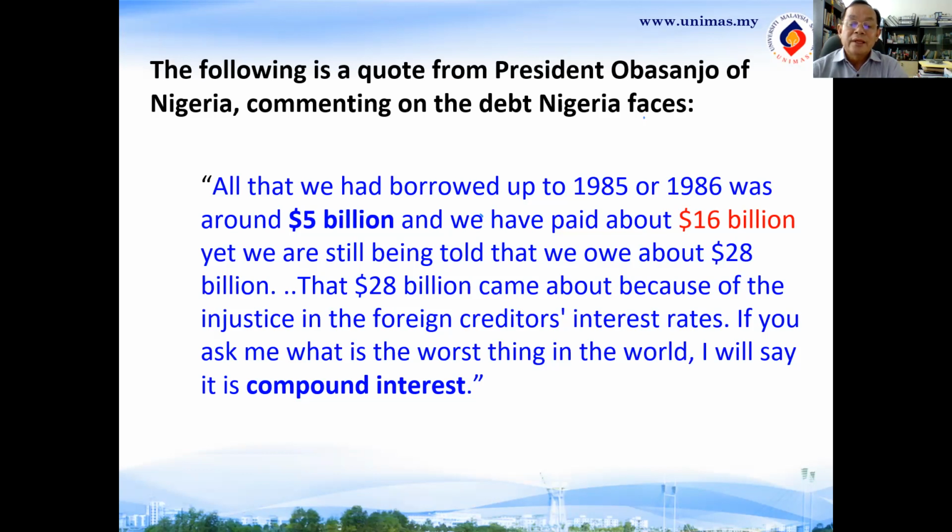So jadi 5 billion, tetapi ujung-ujungnya telah membayar 16 billion, and then they were told also there's still remaining about 28 billion. That 28 billion came about because of the injustice in the foreign creditors' interest rate. It is disebabkan oleh interest rate yang tinggi. So if you ask me what is the worst thing in the world, he said, I will say it is the compound interest. Compound interest yang dicharge atau dikenakan oleh international bank terhadap peminjam.